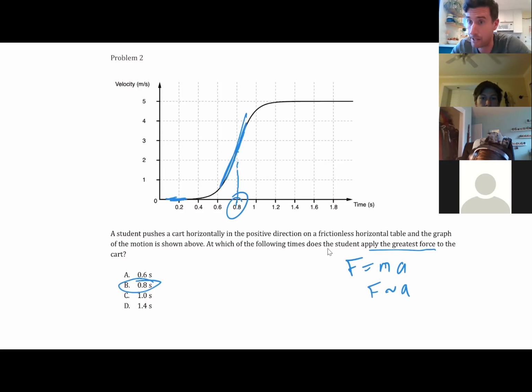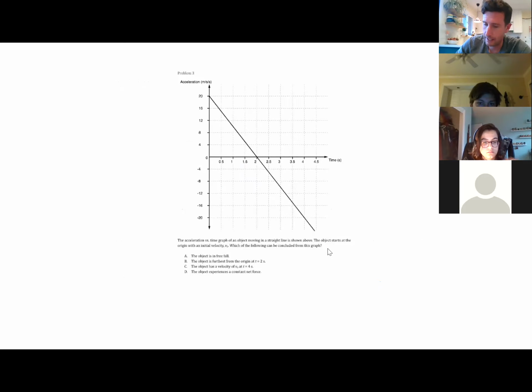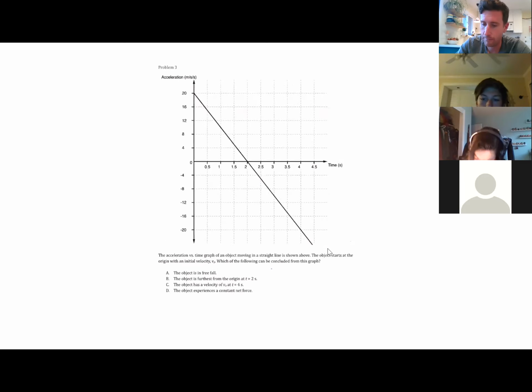Anybody process this one differently? Different order of thinking to suggest? Cool. Big idea. Force creates acceleration. We're asking for the greatest force. So I've got to think about when it's speeding up the most, not when it is the fastest, right? Because it takes 0 force to just keep something going at the same speed, assuming no friction. Great. Let's then move to number 3.